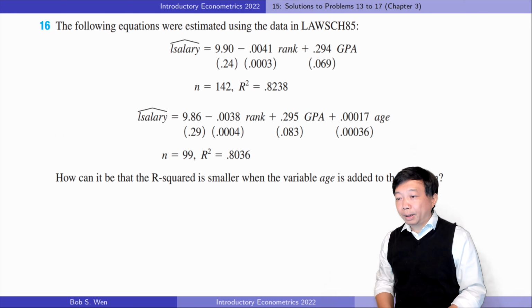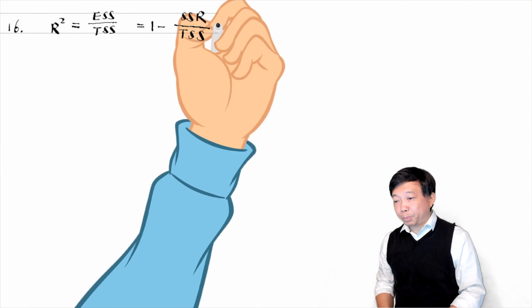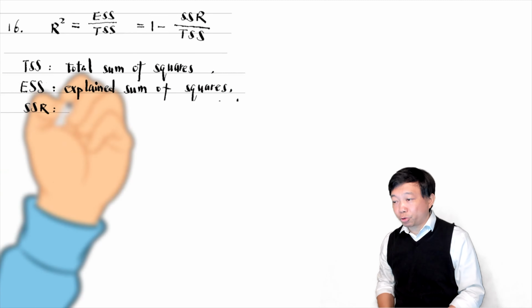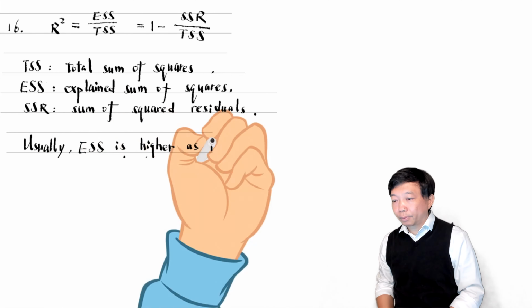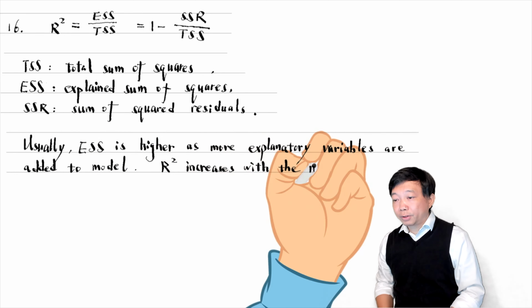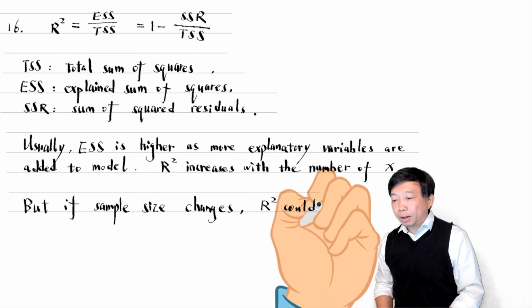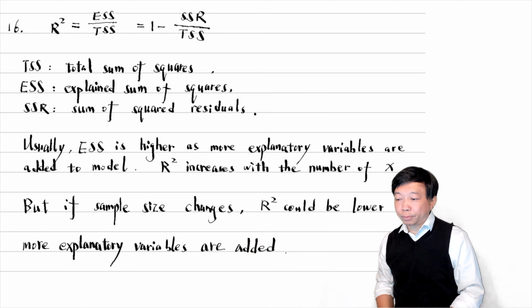Let's solve problem number 16. It is about the R squared. We write down the formula for the R squared. Usually, the explained sum of squares increases as we add more explanatory variables to the model. As a result, the R squared is higher in the model with more explanatory variables than in the model with fewer explanatory variables. However, if the sample size changes, the R squared could become lower as more explanatory variables are added.